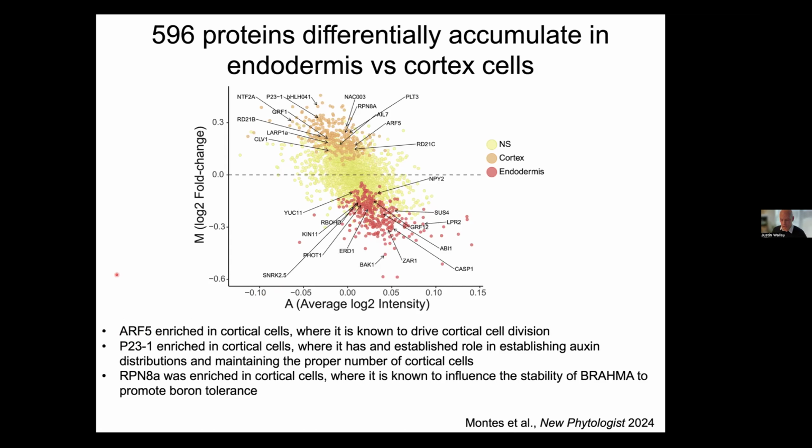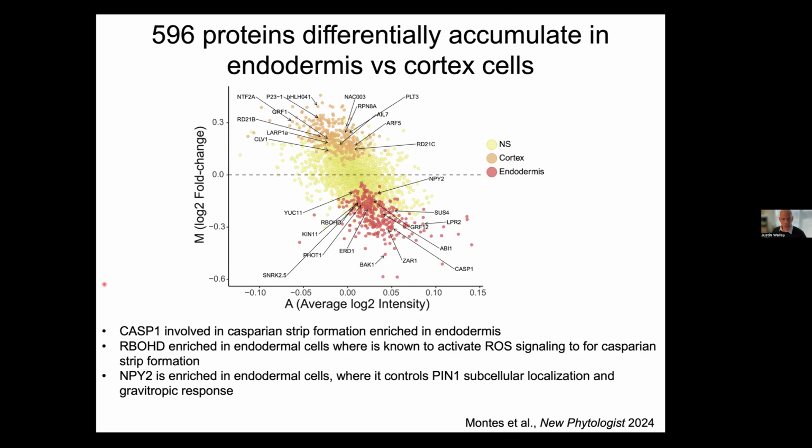It's a protein that's known to drive cortical cell division. And we find a few other markers as you'd expect. Similarly, for the endodermal cells, we find proteins like CASP1, which drives Casparian strip formation in the endodermis, being enriched in the endodermal cells. Similarly, NPY2 and RBOHD are also where you would expect them. So we're finding markers where we would want them, and now we have a number of other proteins that might be interesting to look into for driving endodermal or cortical cell fate.